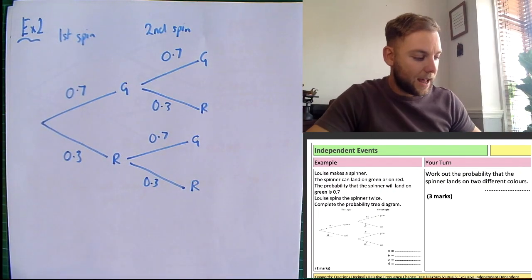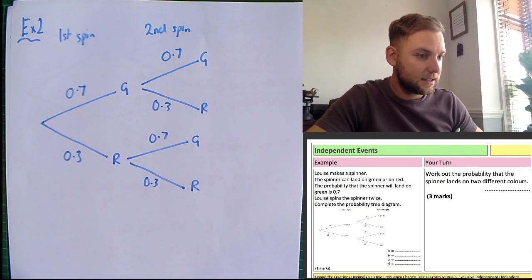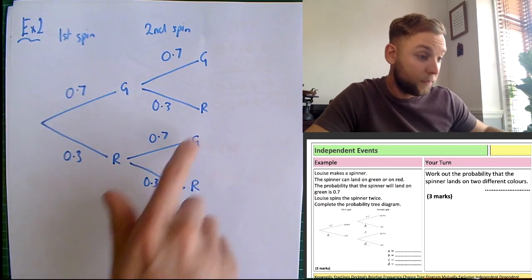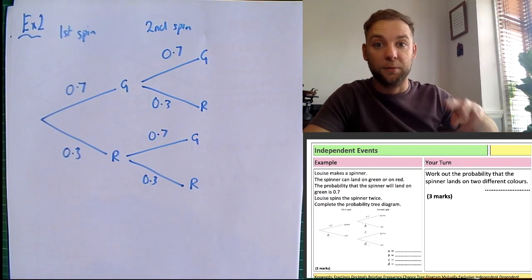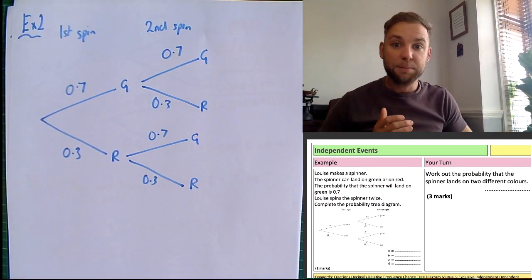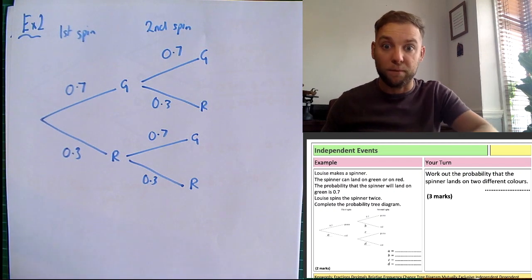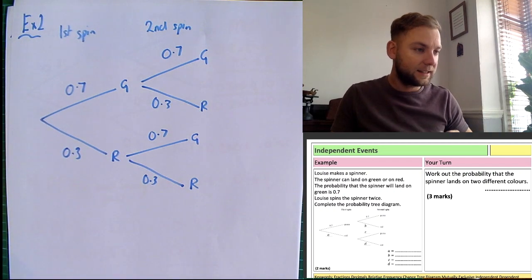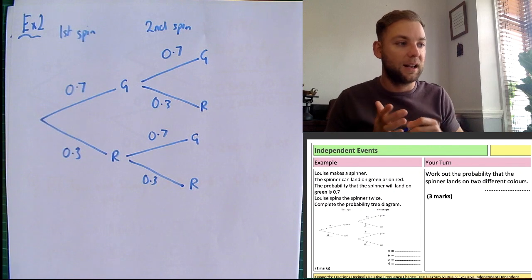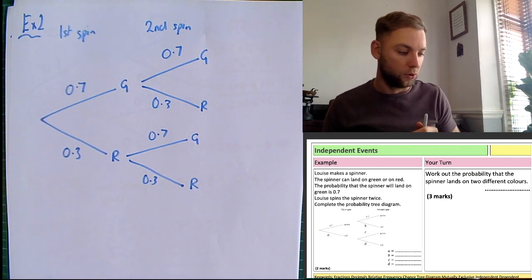Okay. Now the question says, so we've done that part. We've completed the probability tree, and we get 2 marks for that. So the next part is worth 3 marks, so this is actually worth more than what we did before. This says work out the probability that the spinner lands on 2 different colours.